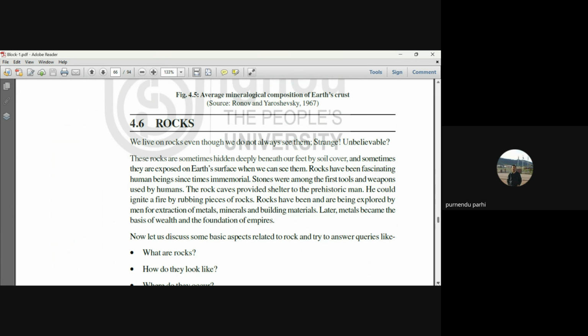Then rock. These rocks are sometimes hidden deeply beneath our feet by soil cover, and sometimes they are exposed on the earth's surface where we can see them. Rocks have been fascinating human beings since time immemorial. Stones were among the first tools and weapons used by humans. The rock caves provided shelter to prehistoric man. He could ignite a fire by rubbing pieces of rock. Rocks have been and are being explored by men for extraction of metals, minerals, and building materials. Later, metal became the basis of wealth and the foundation of empires.